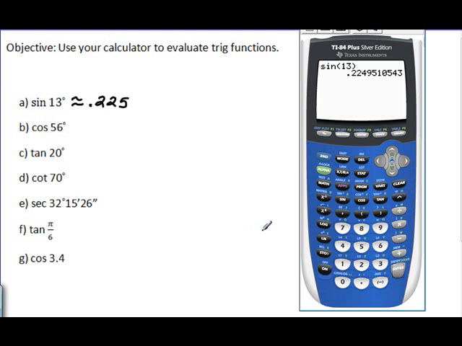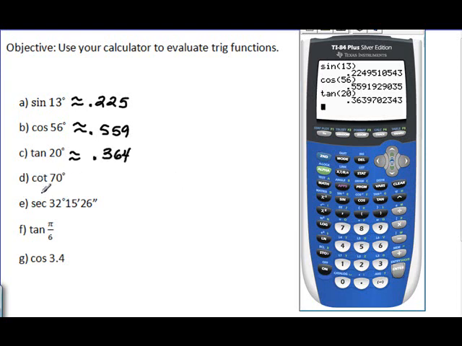Now what about cosine of 56 degrees? So I do cosine 56 and then enter. So that's approximately 0.559. Tangent of 20 degrees. Again, I'm still in the degree mode, so that's fine. Tangent of 20 degrees is 0.364.